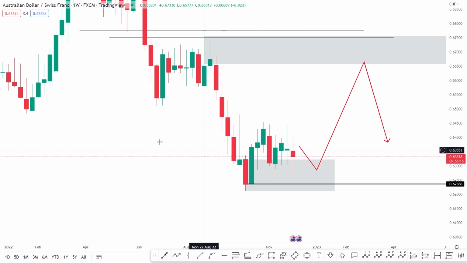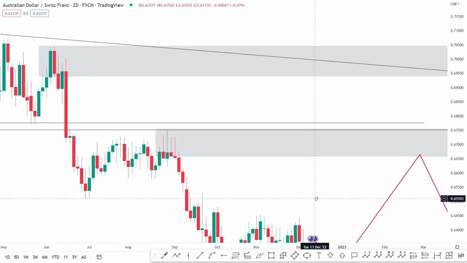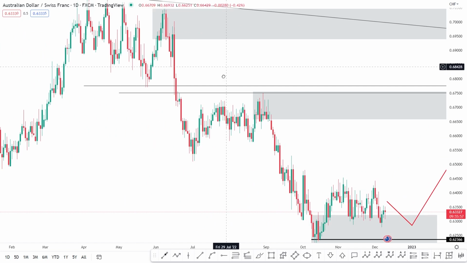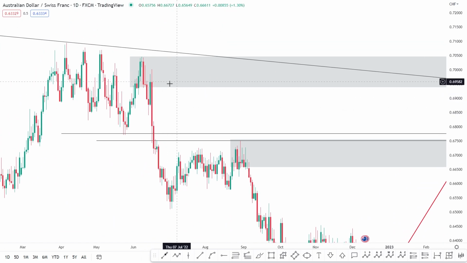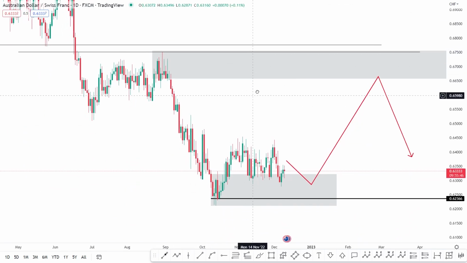So right now let's move on to the 2 days, weekly 2 days. Yeah, on the 2 days everything's not clear. Let's move on to the 1 day. Let's see that zone is still available, but right now we can try to reduce it. From here we can see that everything is just a mess. Let's avoid it for now.